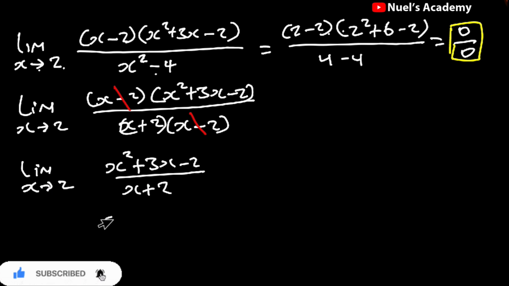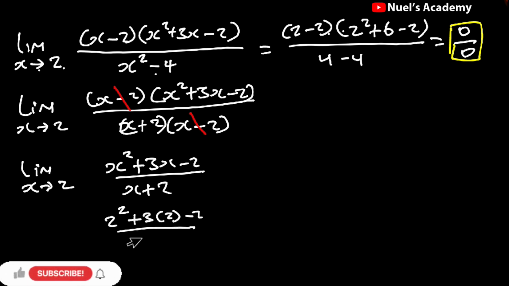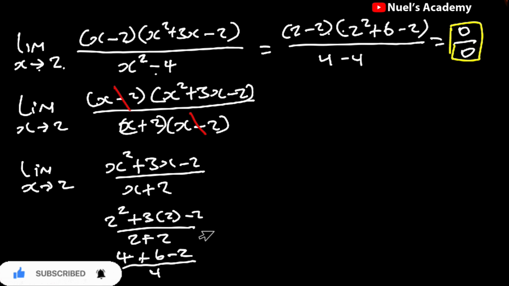So let's go ahead and substitute the value of x, which is 2, into this expression. So we're going to have 2 squared plus 3 multiplied by 2 minus 2 over 2 plus 2. So 2 squared is 4, plus 3 times 2 is 6, minus 2, over 2 plus 2 is 4. So this is equal to 4 plus 6 is 10, 10 minus 2 is equal to 8 over 4. 8 over 4 is equal to 2. So the answer to this question is 2.